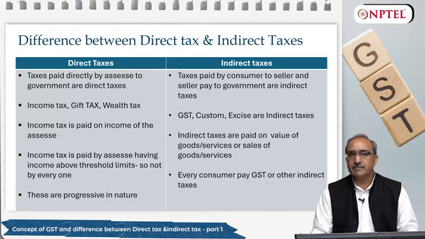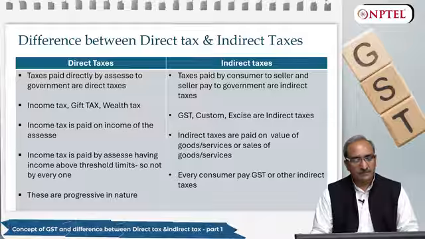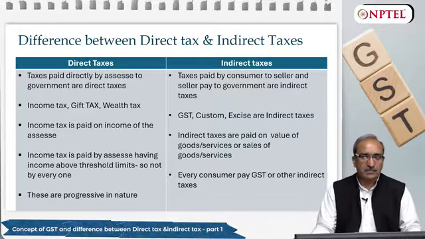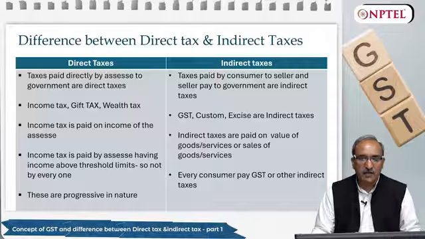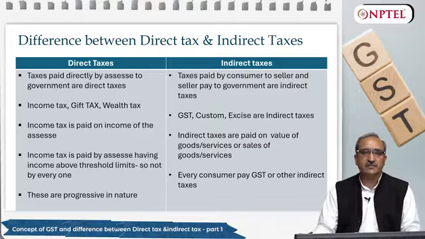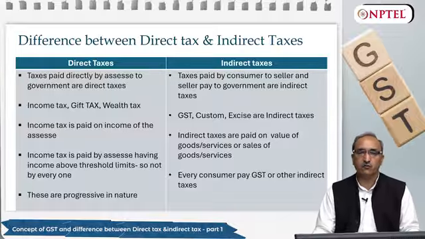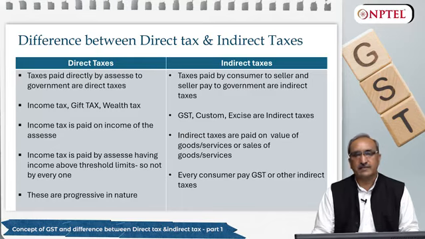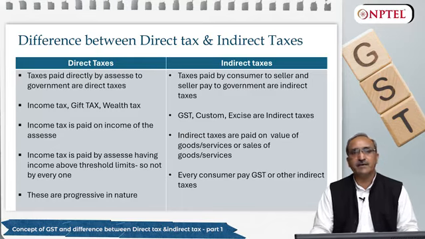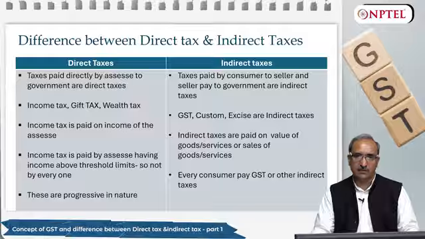So it means tax is paid by the dealer on your behalf, on the purchase of a car, indirectly to the government. That is why it is called indirect tax. Further, friends, income tax is paid by an assessee having income above threshold limits. If we go by the provisions of the Income Tax Act 1961, if any individual has income of more than 2,50,000 rupees a year, he is supposed to pay tax. So the threshold limit in income tax is 2.5 lakhs for an individual.